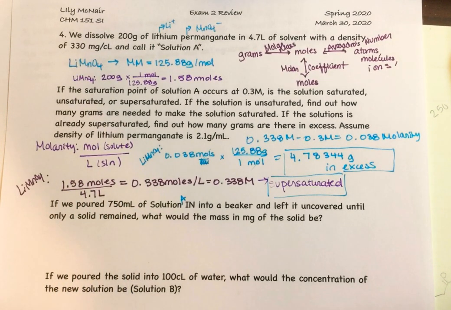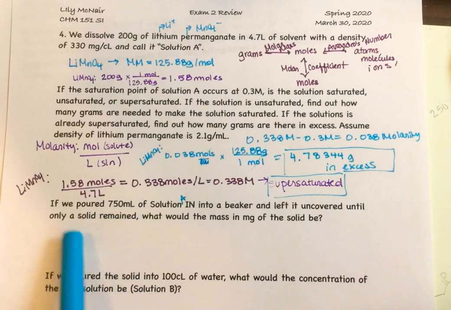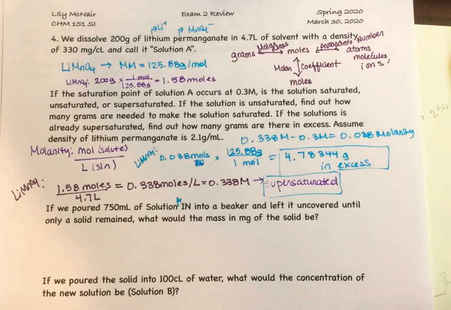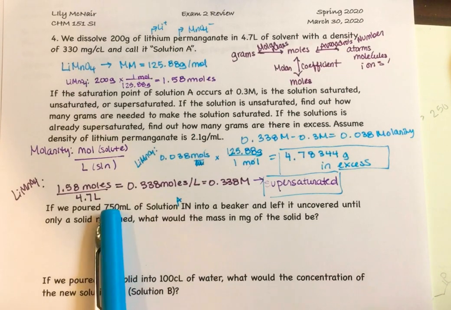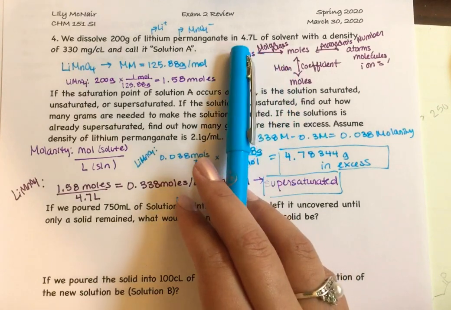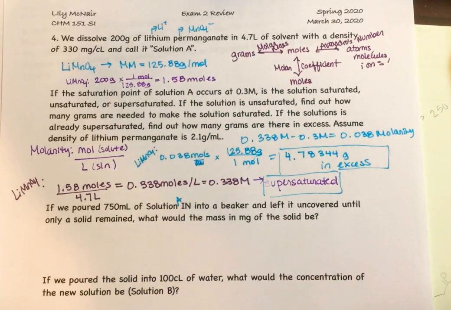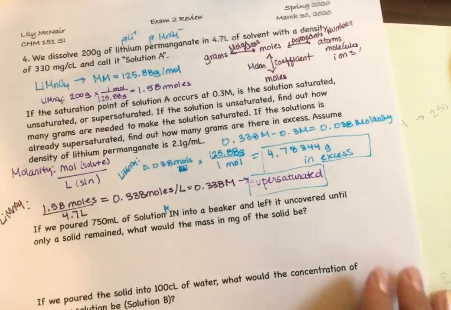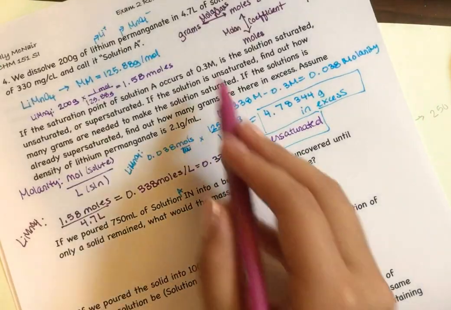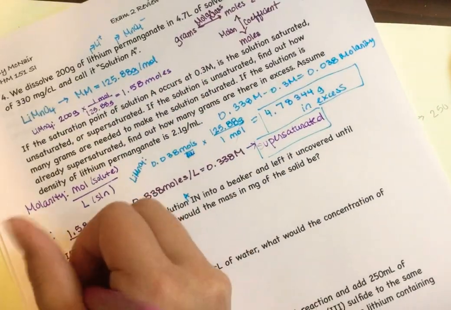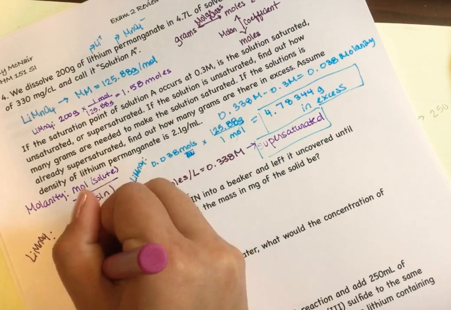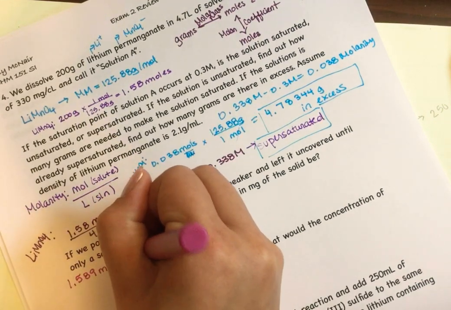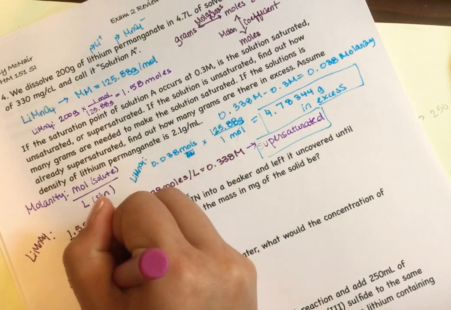So we actually haven't really done anything because we've poured, so we don't need to worry about changing our molar mass because we know it's still lithium permanganate. But what we did sort of change is that we now only have 750 milliliters of that original 4.7 liters in our solution. So I'm going to set this up as a ratio. You don't have to, but I think it makes visual sense if we do it that way. So what I'm going to say is, in the original 4.7 liters, we had 1.589 moles of LiMnO4, and we had 4.7 liters.